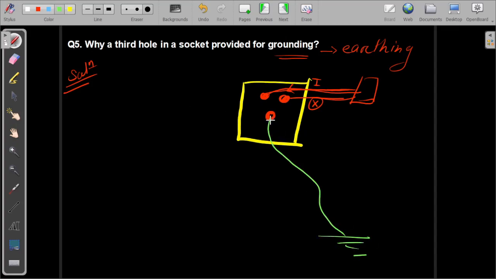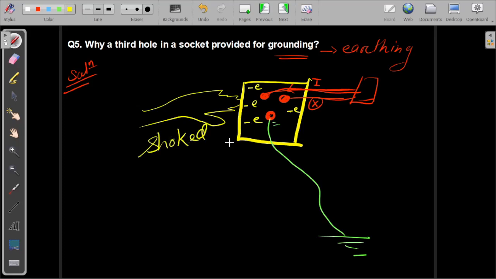Why is this third hole kept here? That is the question. Sometimes what happens, extra charges get accumulated here on the appliances. In this case we are talking about this appliance, that means the socket. Then if you touch the socket, what will happen? You will be shocked due to this extra charge. But if this third hole is connected to the ground, what will happen?